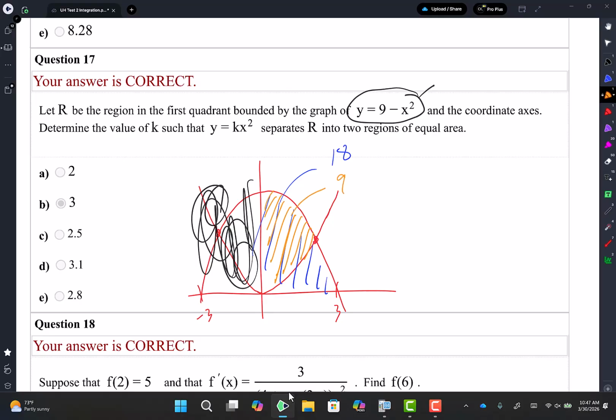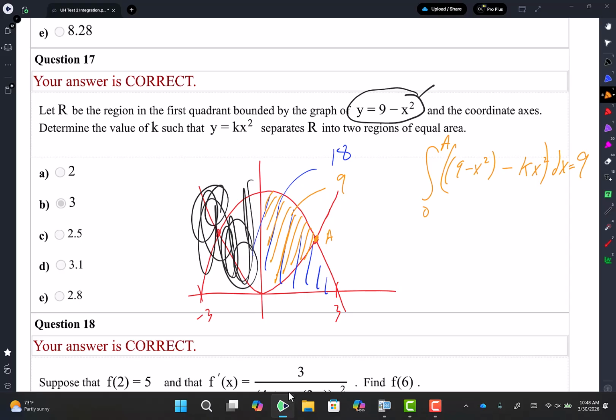Upper minus lower. Okay, here we go. I do not know what this value is, so I'm going to put a for now. Integral from 0 to a. I don't know what that number is, guys. I'm going to do upper minus lower, so 9 minus x squared minus kx squared, and that has to equal 9. Oh, I've got to put the dx, or else the professor will frown.